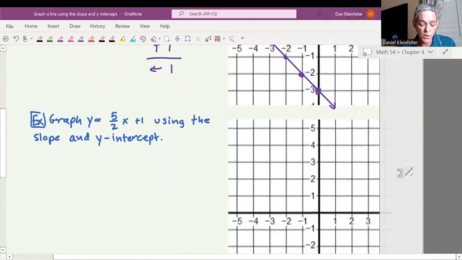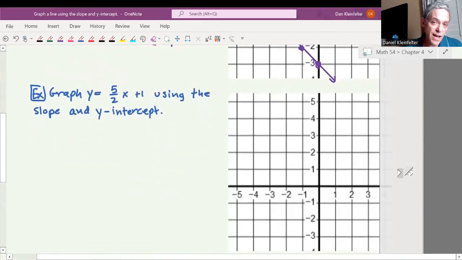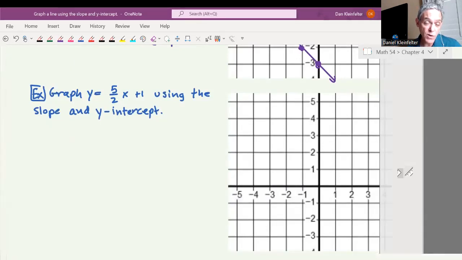Okay, here's one for you to try. We're going to graph y equals 5/2 x plus 1. So pause the video and take a minute, try this yourself, and then restart the video and see how you did.